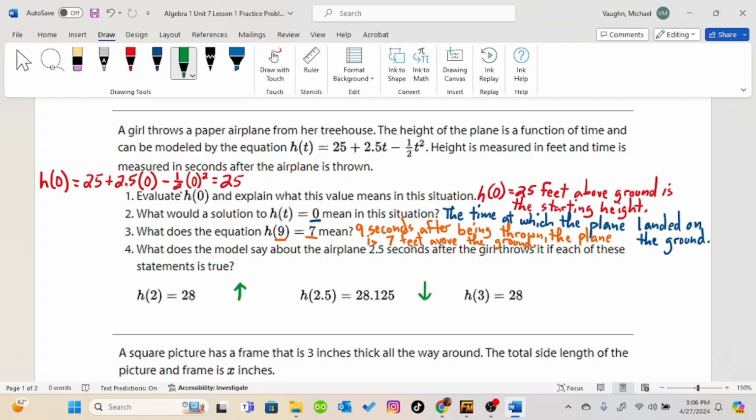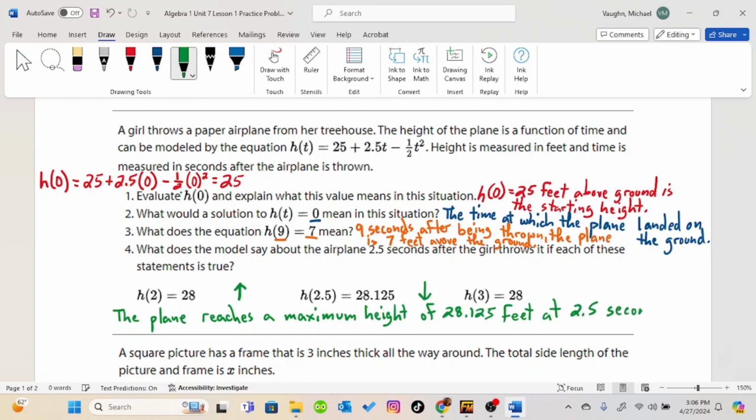So this says the plane reaches a maximum height of 28.125 feet at 2.5 seconds.